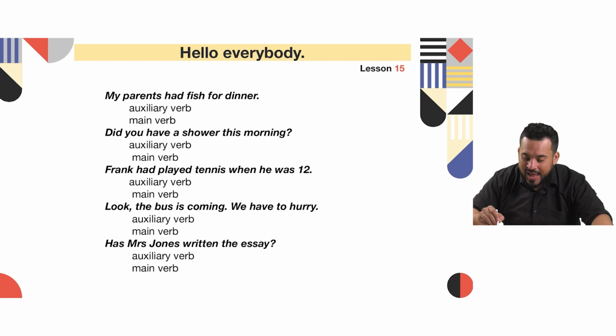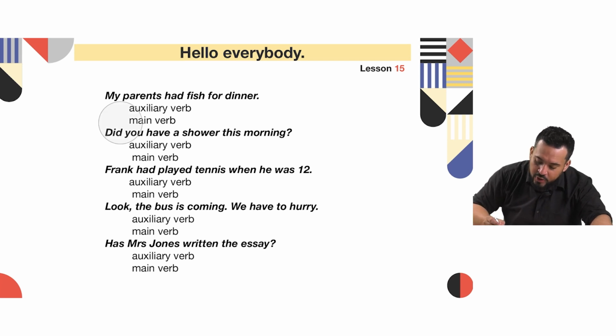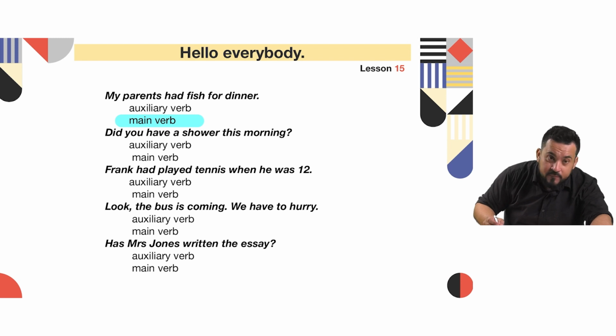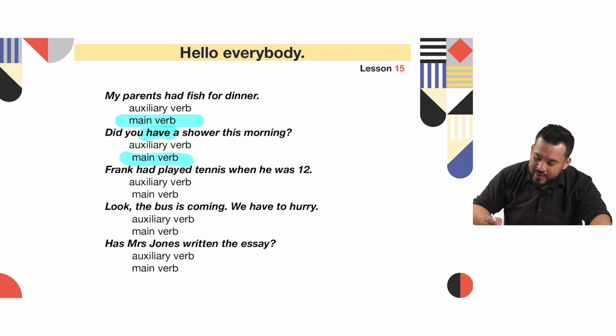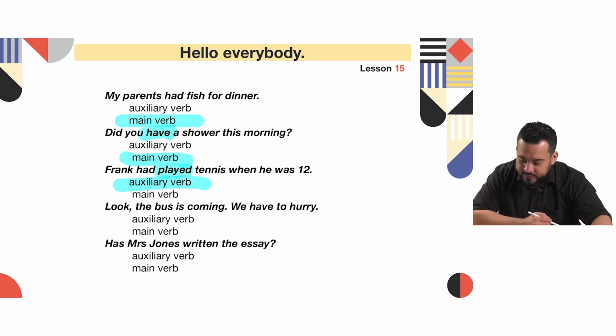All right, my parents had fish for dinner. So, main verb. There are no other verbs. Did you have a shower this morning? Again, it is main verb. Why? Because there are no other verbs. Frank had played tennis when he was 12. Auxiliary, because the main verb here is played.